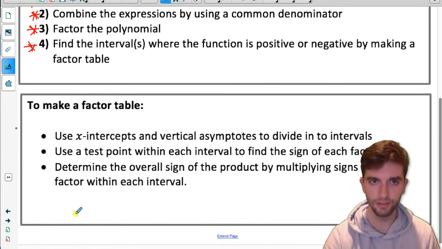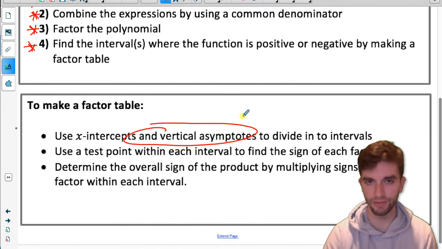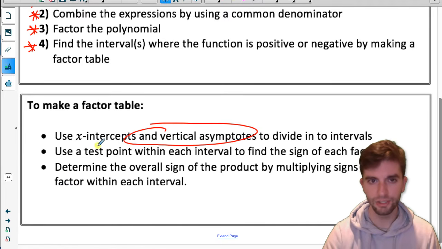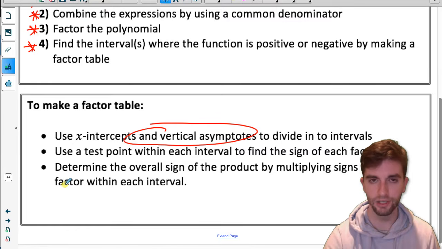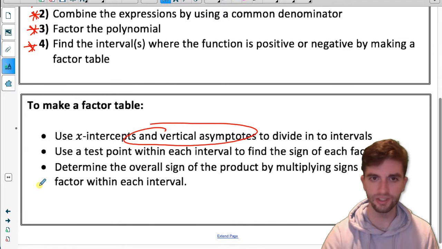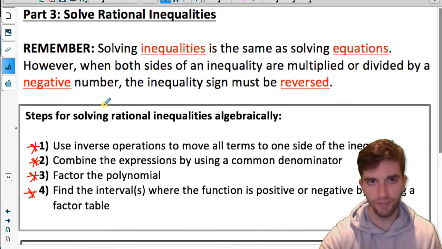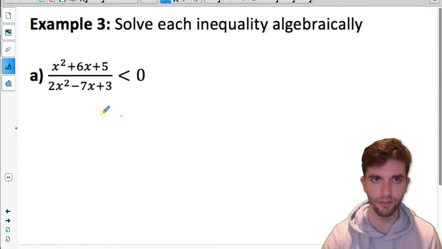In the factor table, we use the x-intercepts and vertical asymptotes, I'll explain why in a little bit, as our dividing points. And then we choose a test point within each interval between the x-intercepts and vertical asymptotes. And then we plug those test points into all of the factors of the polynomial and the inequality to see whether it's positive or negative, and that'll tell us whether it's greater than or less than 0 within each interval. So those steps may seem a little bit overwhelming, just me reading them over, but let's give a question a shot and see how they work.